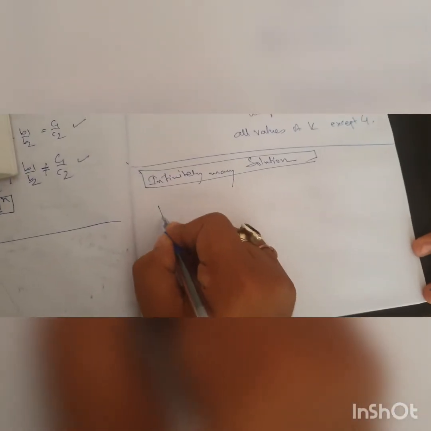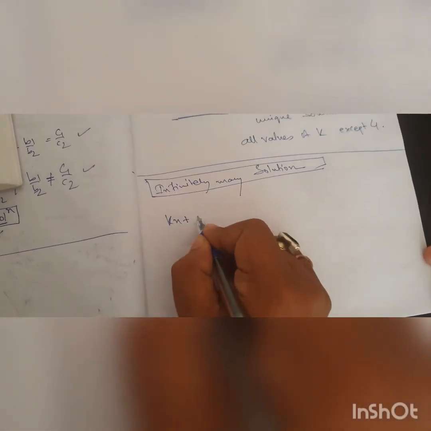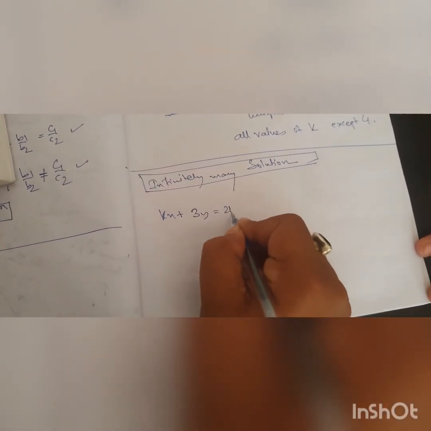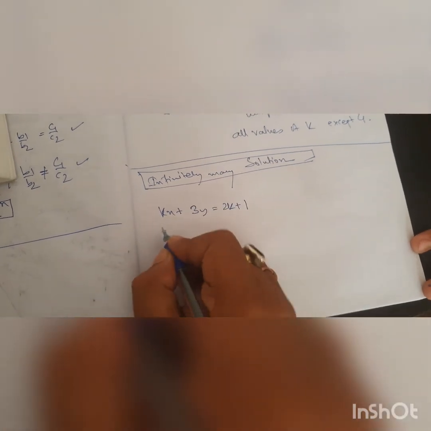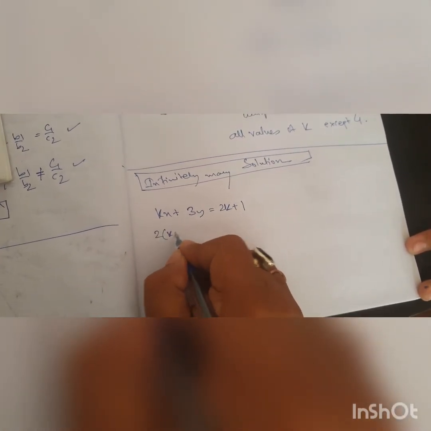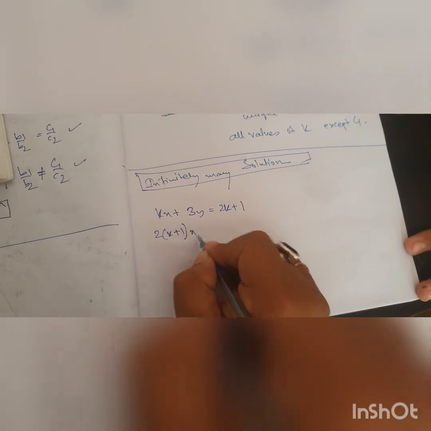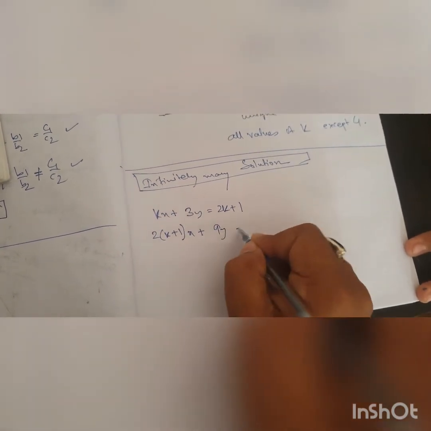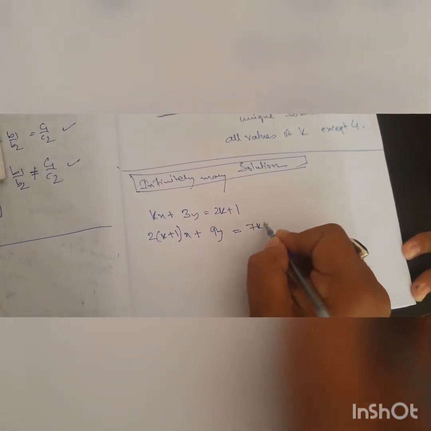Okay, so kx plus 3y is equal to 2k plus 1, and another equation is 2 into (k plus 1) x plus 9y is equal to 7k plus 1. Now how will you do?